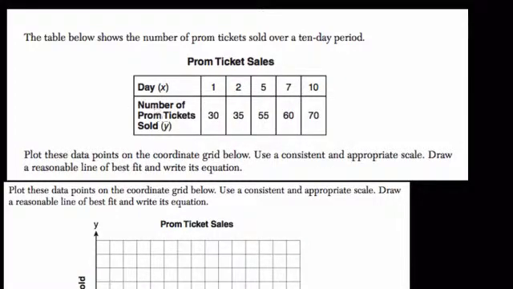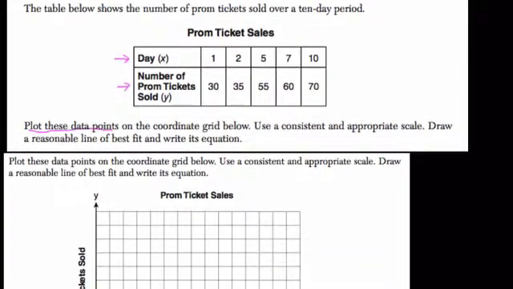Okay, so we're told in this table that the number of prom tickets sold over a 10-day period is represented here, where X is the days we're looking at and Y is the prom tickets. Plot these data points on the coordinate grid below. Use a consistent and appropriate scale. Draw a reasonable line of best fit and write its equation. So let's start by just plotting these out.